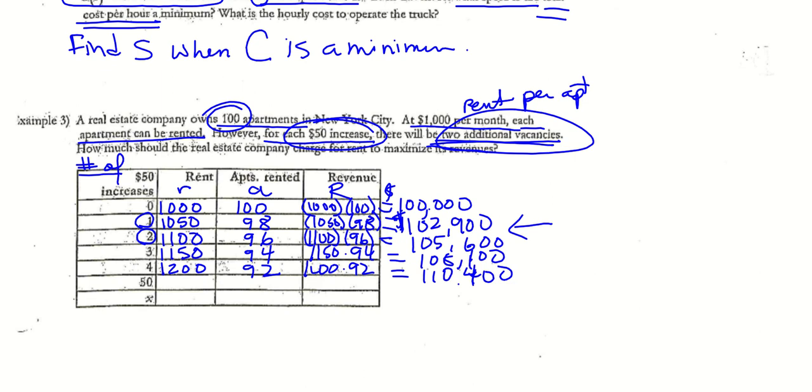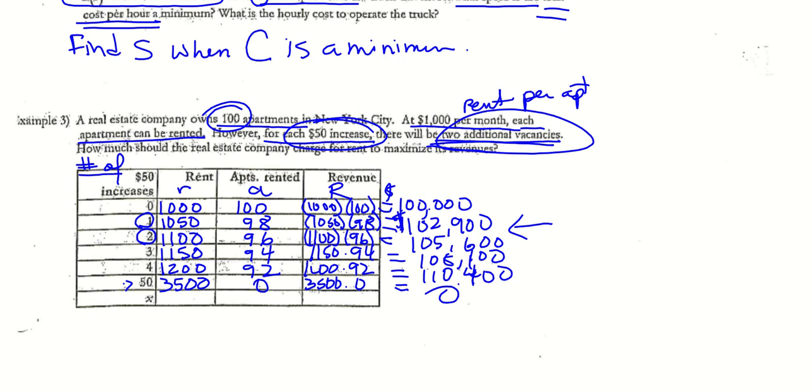Well, what if we raise this rent 50 times? Well, 50 times 50 is 2,500. Added to our 1,000 makes the rent per apartment $3,500. Well, what would happen to the number of apartments we rent? We started at 100. We lose 2 every time we raise the rent. So 2 times 50 is 100, which means the number of apartments I now rent is 0. I can't rent any apartments. And my revenue is going to be 3,500 times 0, which of course is 0.